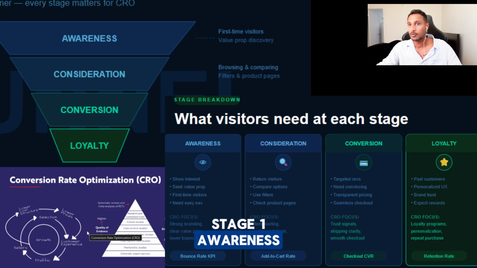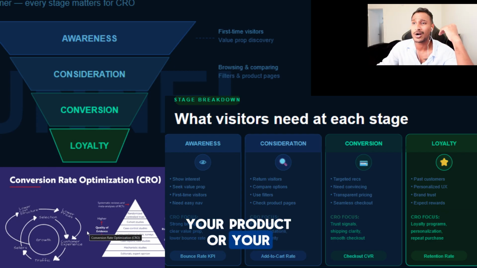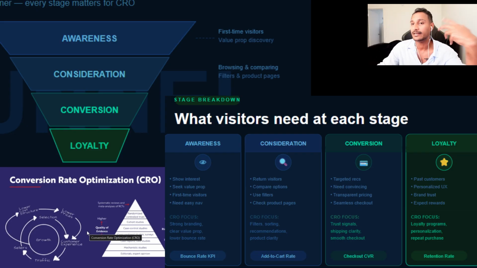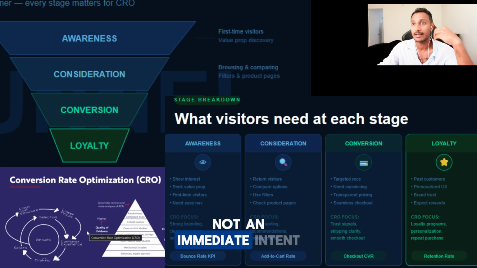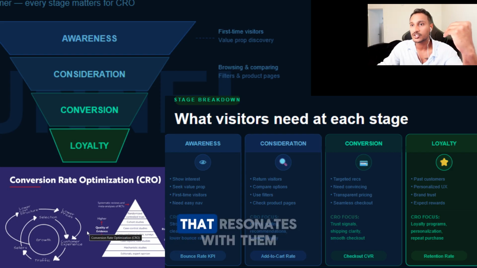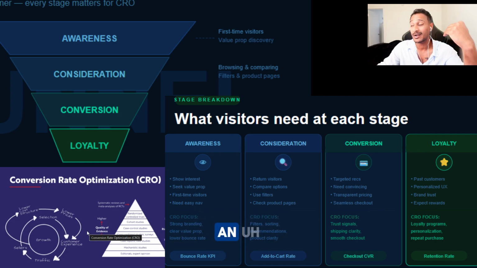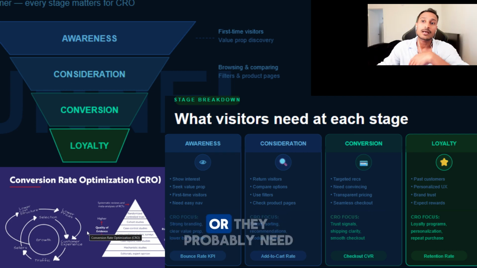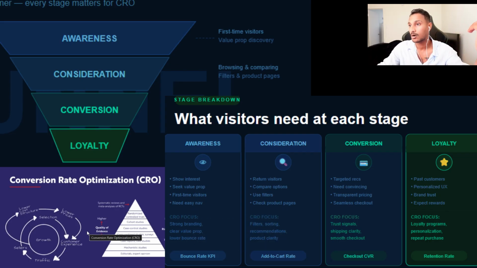Stage 1, awareness. At this awareness stage, visitors may have heard about you, your product, or your service, but haven't identified a need for it yet. They may show interest, but not an immediate intent to purchase. They could also be looking for a value proposition that resonates with them. They could be first-time viewers arriving through an incoming channel, or they probably need a simple navigation and search to learn more. Next is stage 2, consideration.